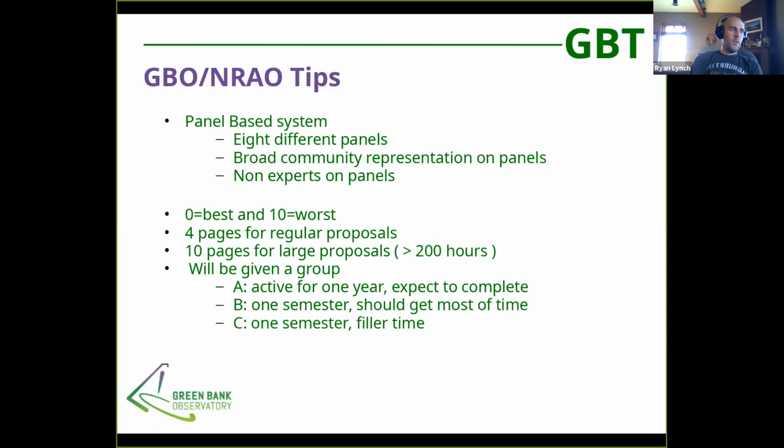B-ranked proposals are 1 tier below that in terms of priority. They will only remain active for 1 semester, even if you asked for 2 semesters. So you would have to resubmit at the next proposal deadline if you needed to. But we still expect that they'll get most of their time, not guaranteed to get all of it. And then C is considered 1 semester, and that's filler time, so lowest priority. So you still may get some time, but it's kind of up in the air. N is just not accepted, so you'll get no time for those.